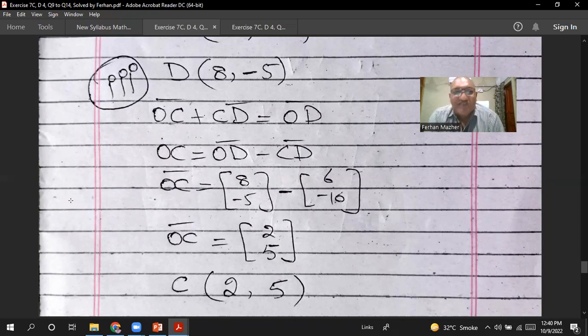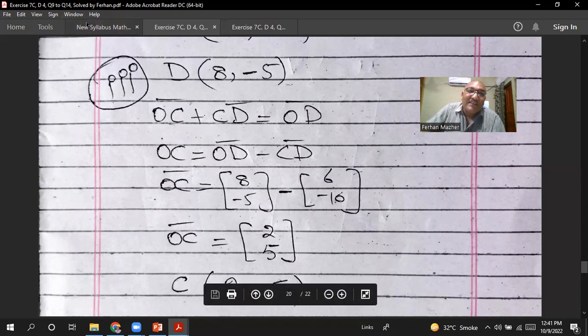I want to find out OC, so OC will be equal to OD minus CD. I know the OD. OD is the position vector of the point D. So that will be (8, -5) minus CD, which we found in the second part. That is (6, -10). So 8 minus 6, that will be 2. -5 minus -10 will be -5 plus 10, and that will be positive 5. So the OC is (2, 5). That's the column vector, so the coordinates of the point C are the same, (2, 5). So by using the position vectors, I can find out the coordinates of the point C, that will be (2, 5).